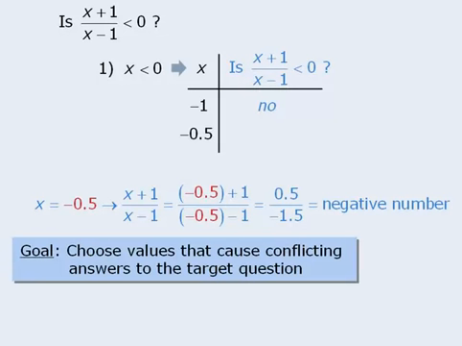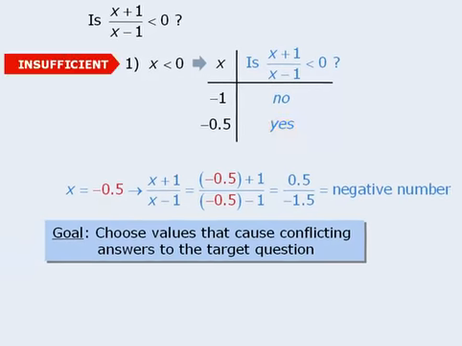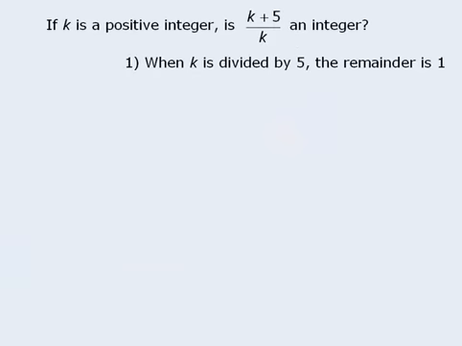So when x equals negative 0.5, the answer to our target question is yes. X plus 1 over x minus 1 is less than 0. Since we have two conflicting answers to our target question, we can be certain that statement 1 is not sufficient. Okay, let's look at two more examples.